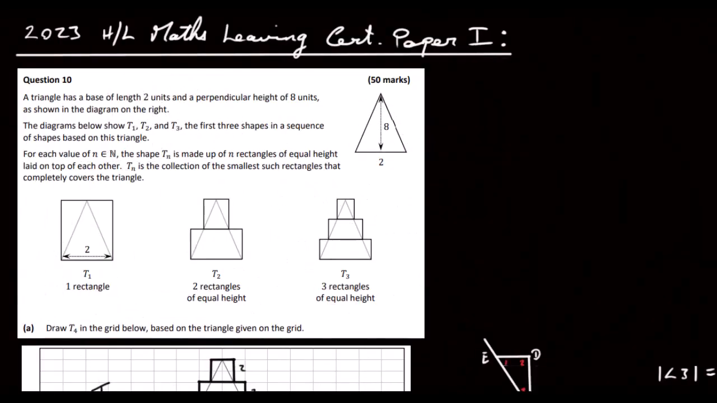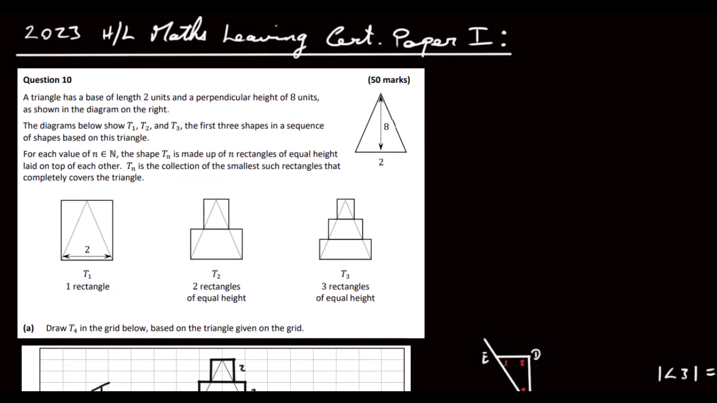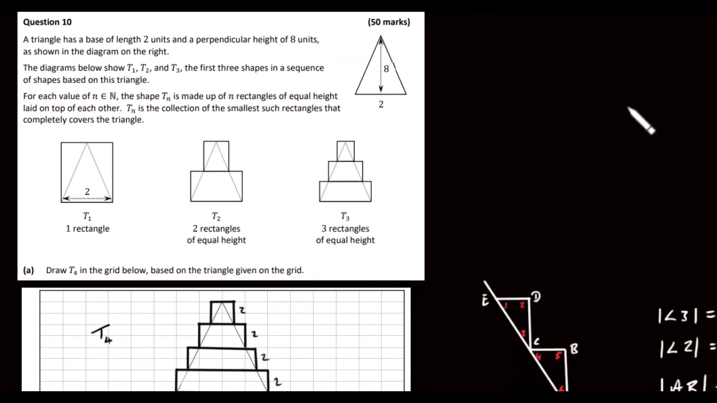Okay, so this is the 2023 Higher Level Leaving Cert Maths paper 1, and this is the last question on this paper, question 10. So let's see, we have a triangle. It has a base of length 2 units and a perpendicular height of 8 units, as shown in the diagram on the right. The diagrams below show T1, T2 and T3, the first 3 shapes in a sequence of shapes based on this triangle.